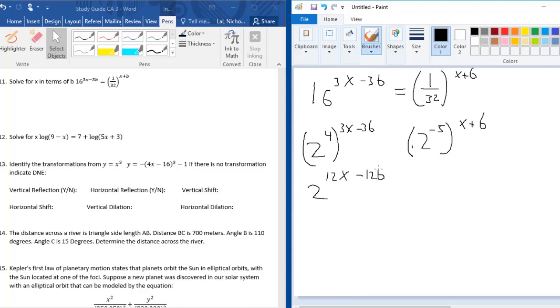12x minus 12b is equal to negative 5 times x, which is negative 5x, and negative 5 times b is minus 5b. The reason why I was looking for a common base is that once I have a common base, I can cancel out the bases and just set the exponents equal to each other. So now I can do the problem: 12x minus 12b equals negative 5x minus 5b.